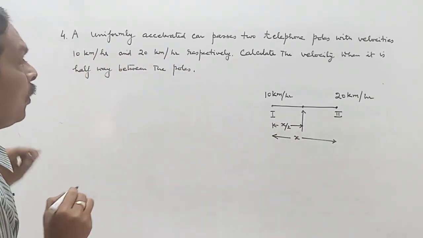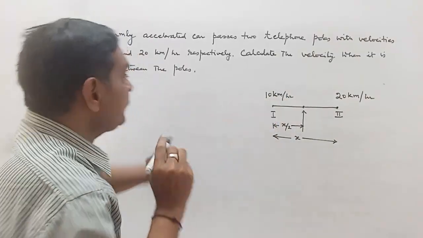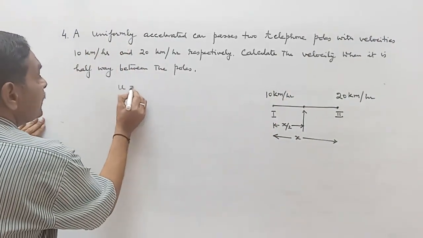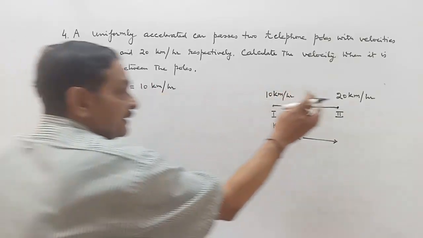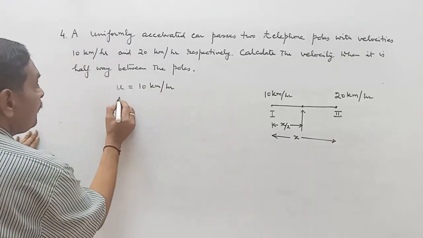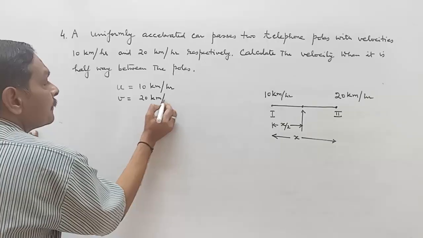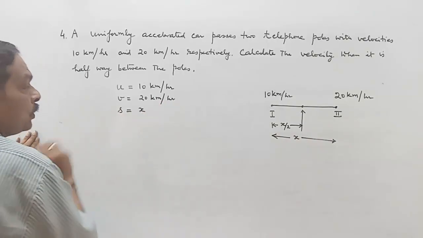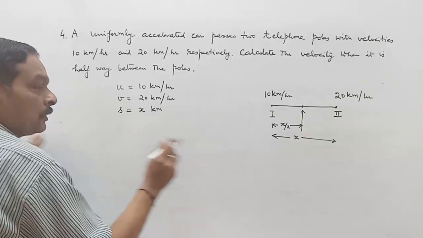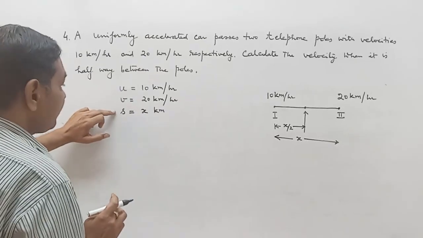Correct? Now, here 10 km per hour is our initial velocity, so u is equal to 10 km per hour. This is our final velocity, so v is equal to 20 km per hour. x is our s. Distance traveled is equal to x kilometer, the total distance between the poles. So distance traveled is x.